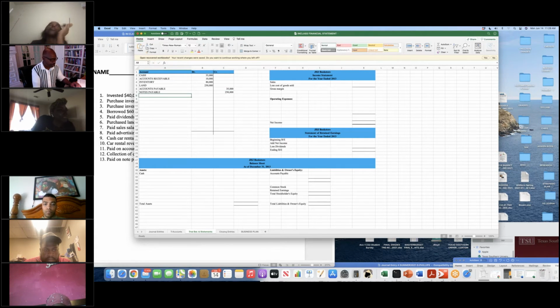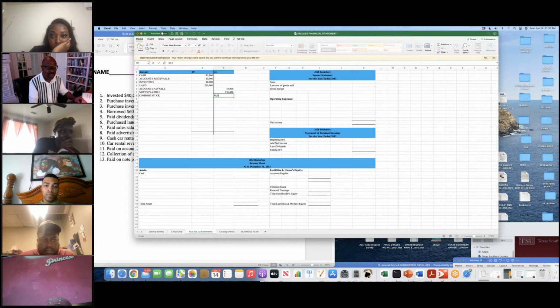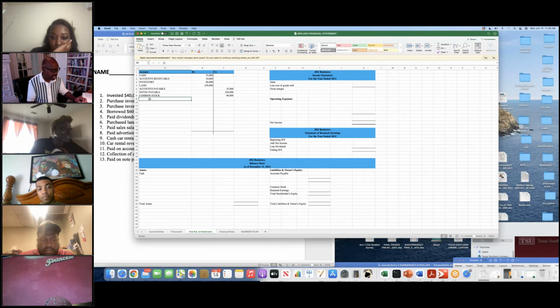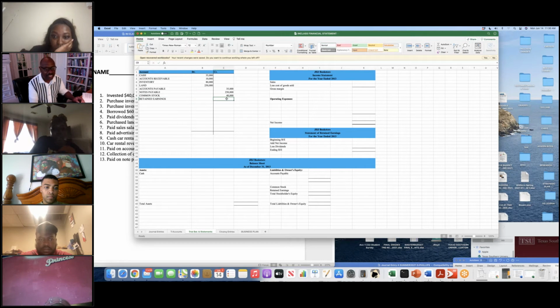And what comes next? Common stock for 40,000 credit. And then our last permanent account is what? Dividends for 10,000 debit. No, oh, retained earnings, but that's zero. That doesn't really count. That's our last permanent account, and right now it has a zero balance. Now I'm skipping a line.